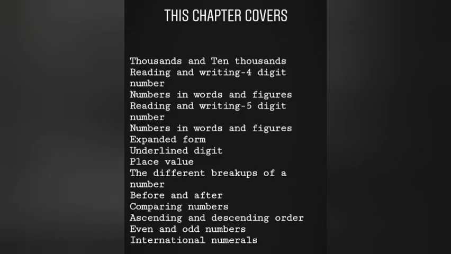This chapter is just covering the 10,000s topic. We learned how to convert in figures and words, the expanded form, how we figure out the underlined digit, place value, then comparing numbers, bigger and smaller, before and after, ascending and descending order, even and odd, and now international numbers.